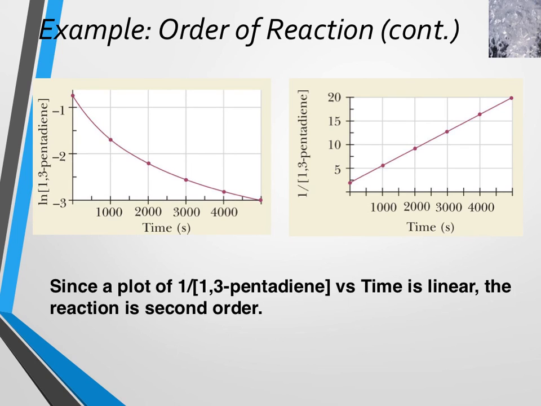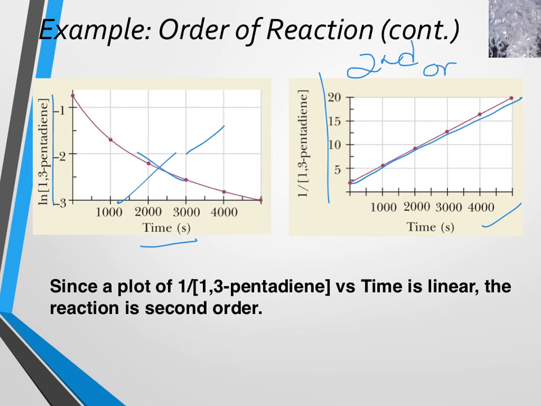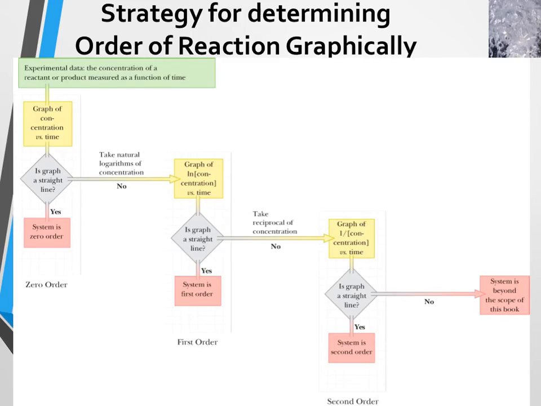In this case, as you can see, if we plot the natural log of the concentration over time, it's also not linear. But if we plot 1 over the concentration versus time, it's linear. And so this, in fact, is a second order reaction. So you need to be able to answer that type of question also.